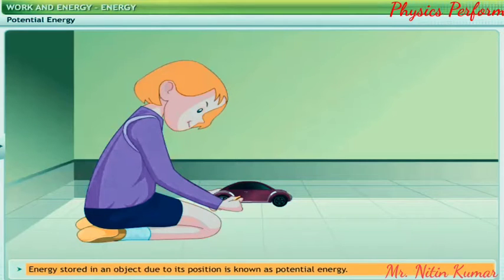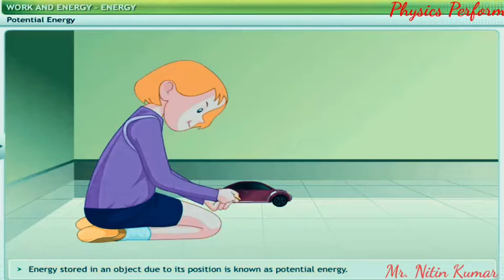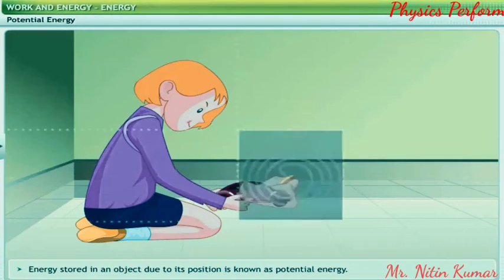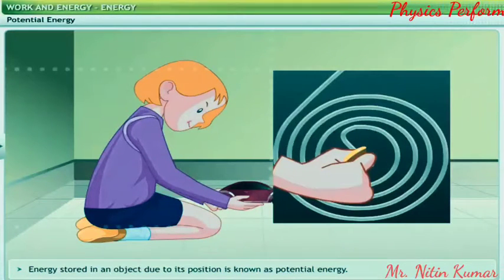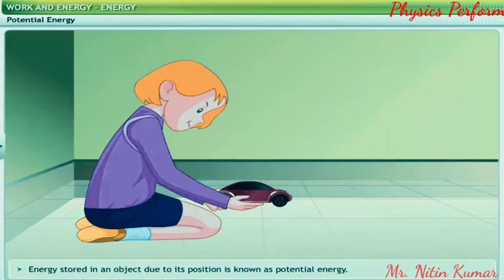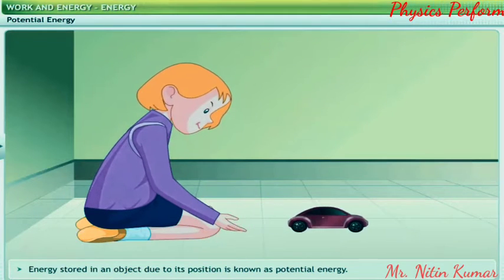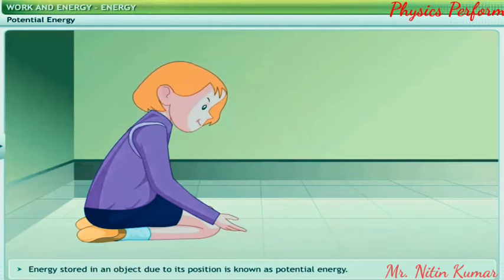As mentioned earlier, energy stored in an object due to its position or arrangement in a system is known as potential energy. Observe the child winding a key in the toy car. The key is actually connected to a spring. Potential energy is stored in the toy by the winding of the spring in the toy by the child. This spring, when released, enables the toy to move. That's how the toy is set in motion when put back on the floor after winding.